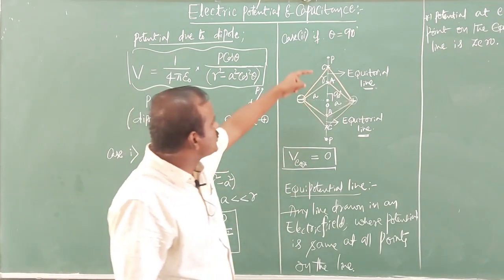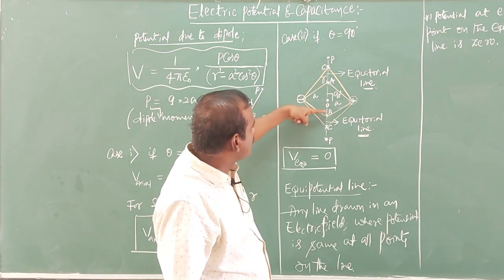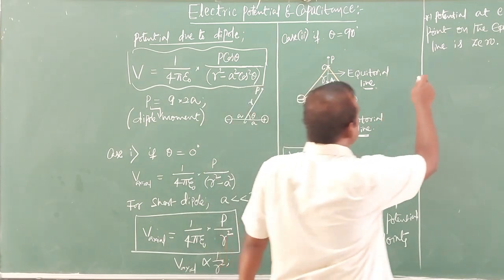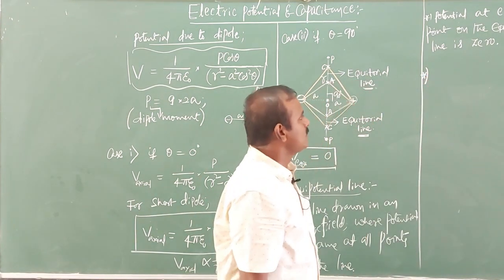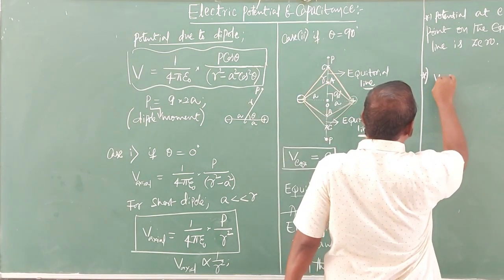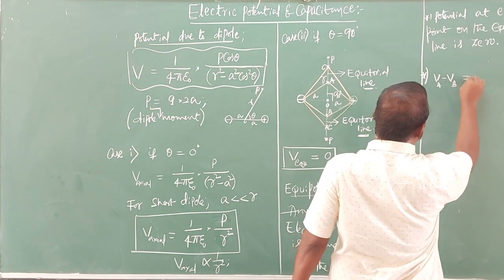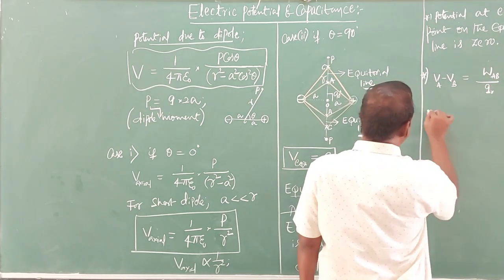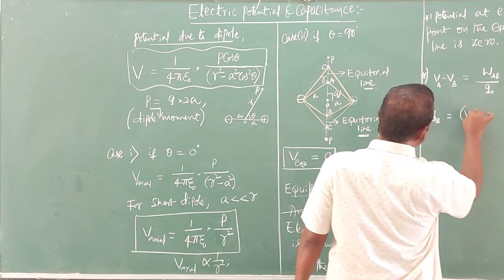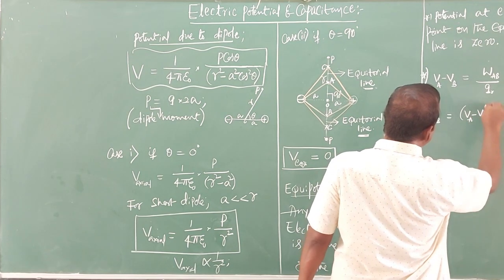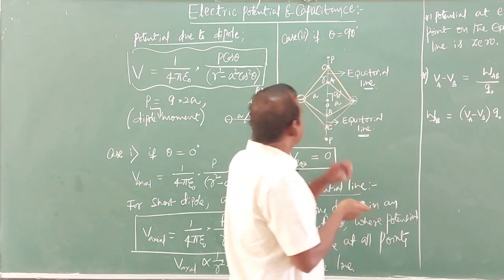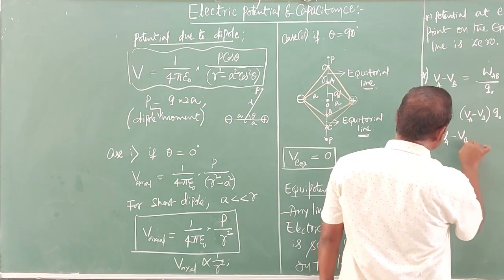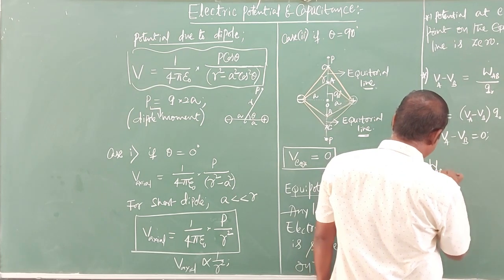And remember, if any charge moves on this line, the work done to move a charge on this line is zero, because work done is equal to potential difference into charge. We also notice another important point, students: suppose a point charge moves from A to B, then VA minus VB is equal to the work done in moving from A to B divided by the charge which moves, say Q naught. So work done is equal to the potential difference into Q naught. And what is the potential at A and B? They are the same, therefore the potential difference is zero. Since VA minus VB is equal to zero, you will find the work done in moving from A to B is zero.